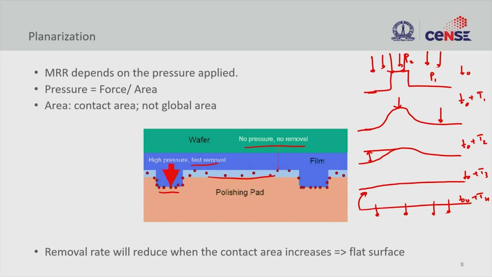So, when the topography is reduced, you have a reduced force and reduced removal. So, that is what this contact area is all about. If you increase the contact area, the pressure that you apply goes down and you will eventually reduce the removal rate. So, you need to understand at what point of time you should stop, in order to maintain the flatness and not lose material.